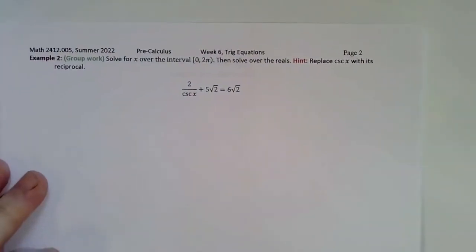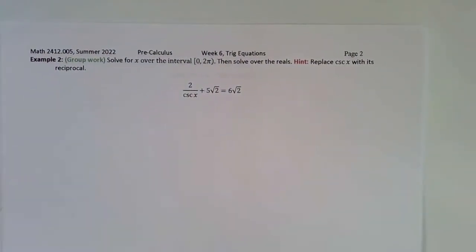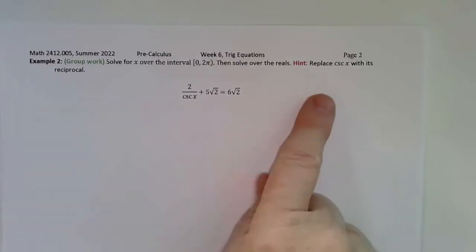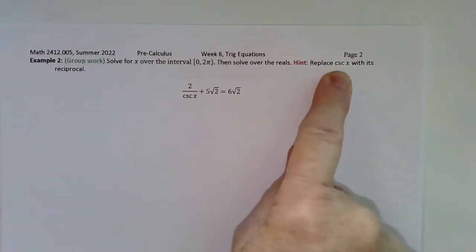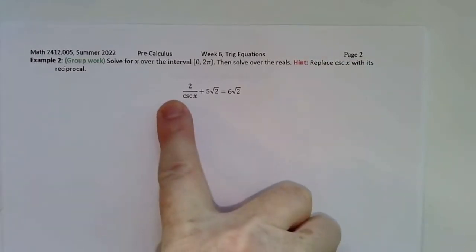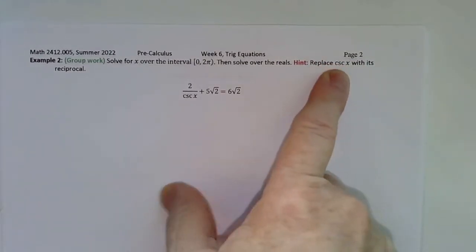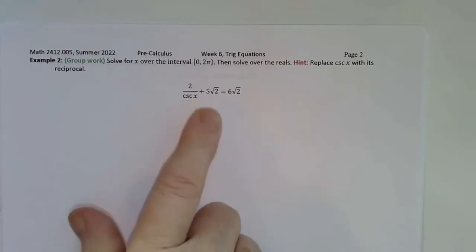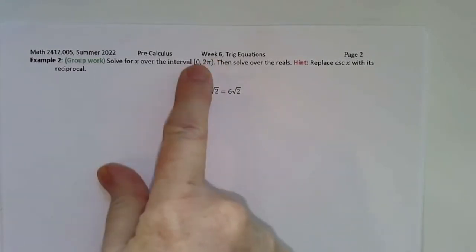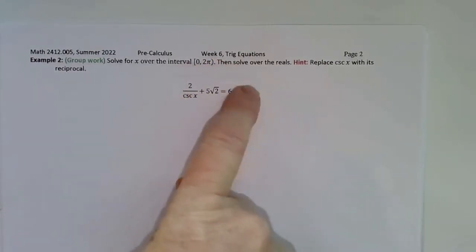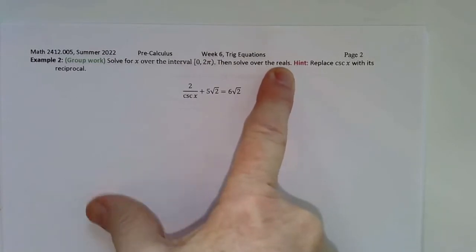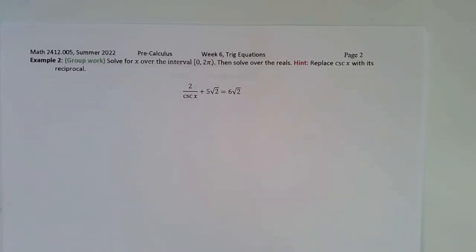Go ahead and pause the recording and work this problem out. There's a hint that you could possibly replace the cosecant here with its reciprocal. So I want you to solve for x, first over the interval 0 to 2 pi, and then over all real numbers. So go ahead and pause the recording and do that problem, and then start the recording back.